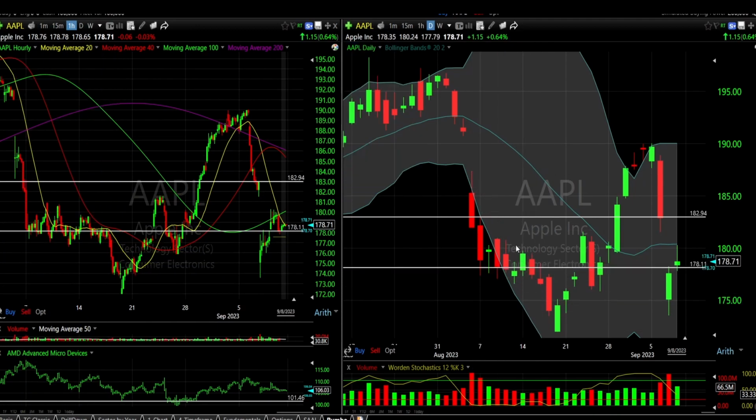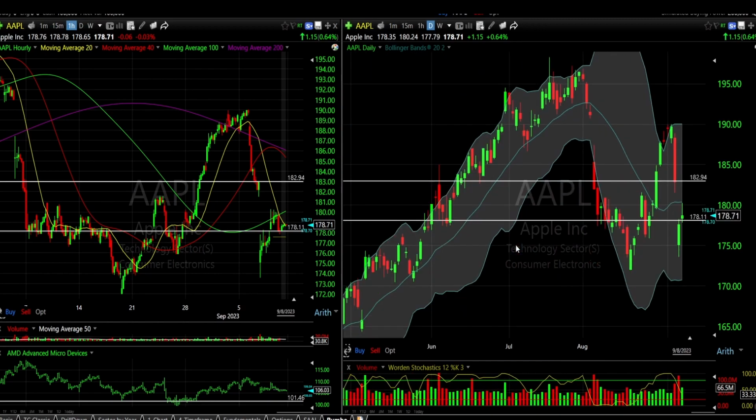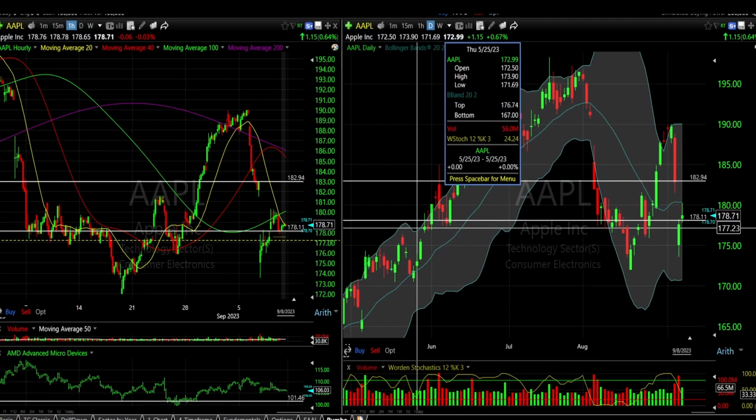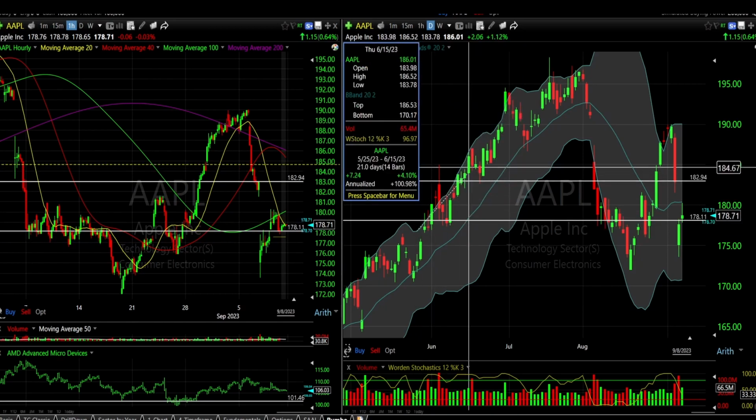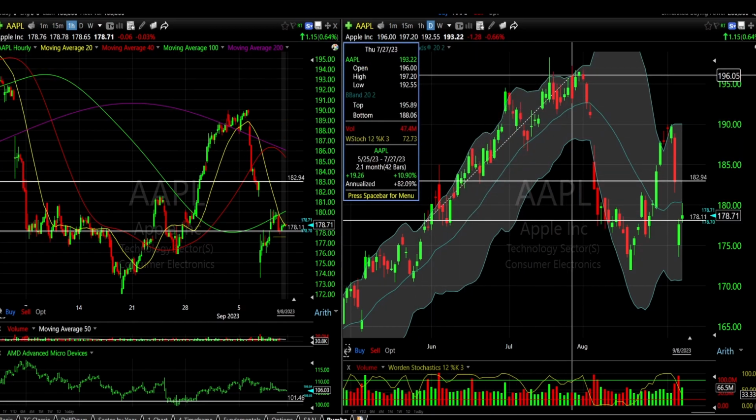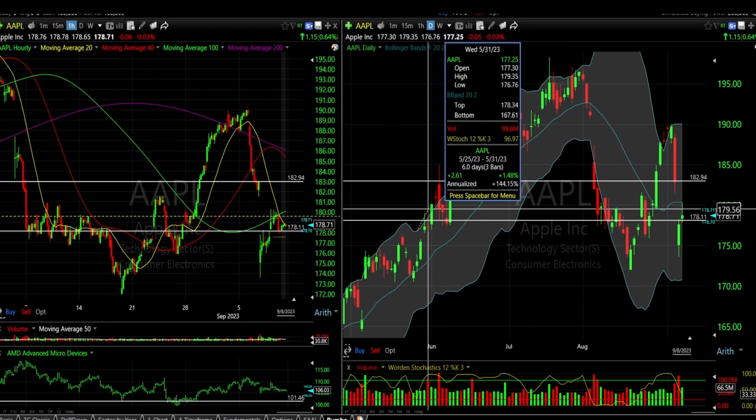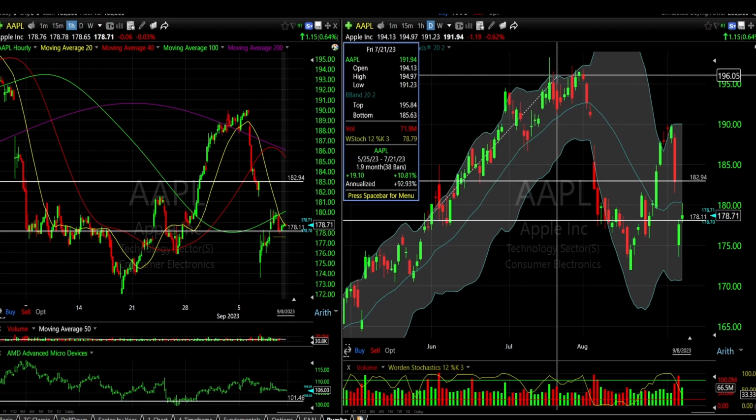And it did not just happen here, going from $187 to $172. Apple also did this before upwards. As you can see, it went from $177 all the way up to nearly $200. That is about a 20-point call.